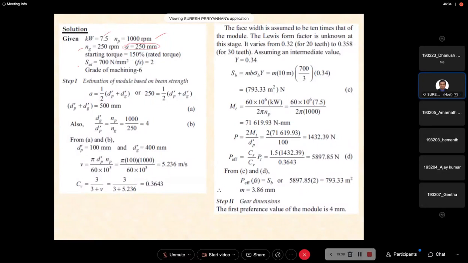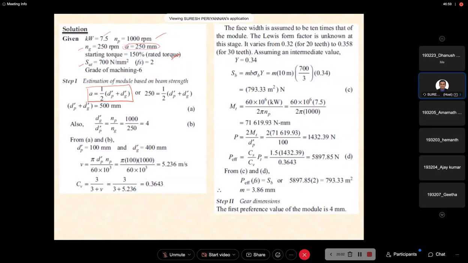Now this is the ultimate tensile strength, and this is our service factor. The grade of machining is 6. Now we know the center distance. This is the formula we already discussed: A is equal to 1 by 2. First we are finding the module based on our beam strength.